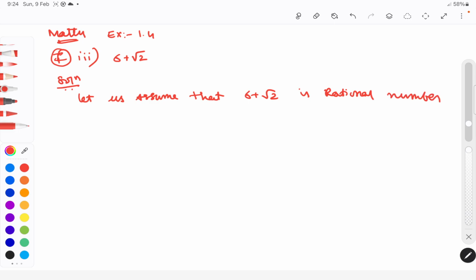Now, if it is a rational number, then it should be in the form of p by q. That means 6 plus root 2 should be p by q, where p and q are coprimes. You just need to write this information, only for formalities. We don't use it here, but still we should write it. In one of the questions we'll use it. I'll show you that when it comes.